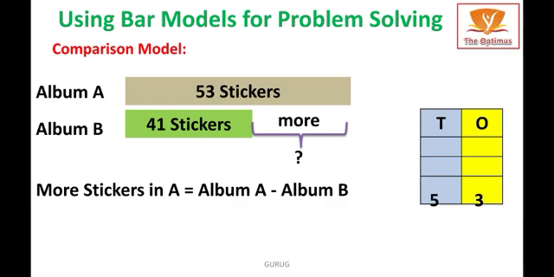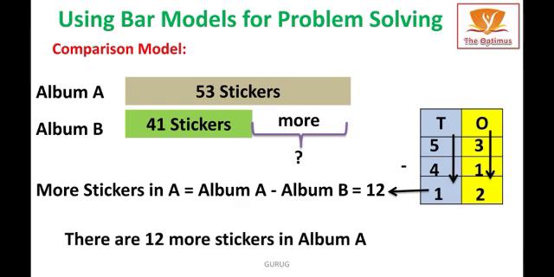I am going to solve in rough work. 53 minus 41. In ones place, 3 minus 1 equal to 2. In tens place, 5 minus 4 equal to 1. Therefore, there are 12 more stickers in album A.